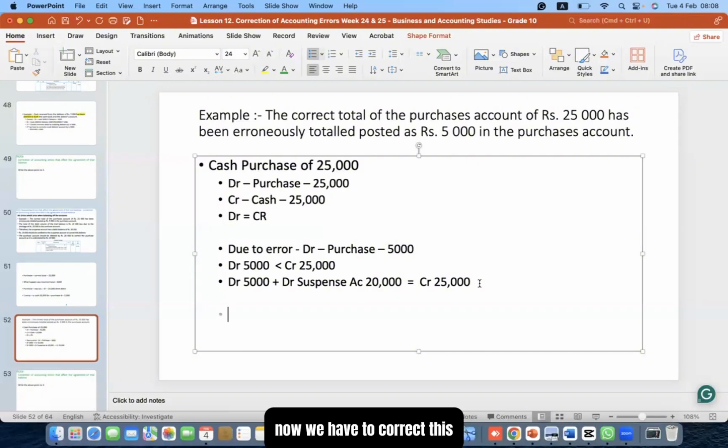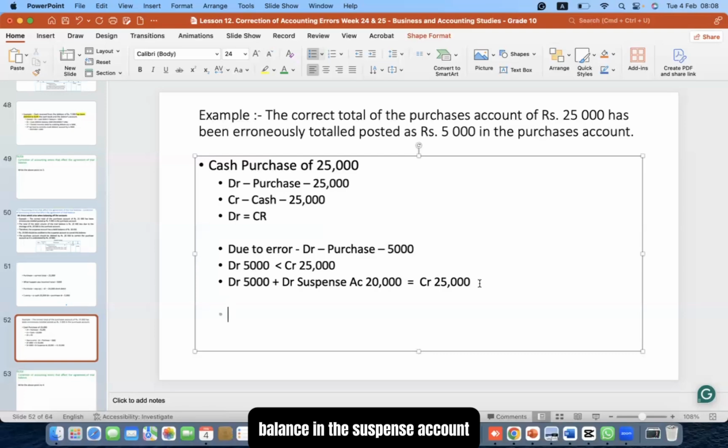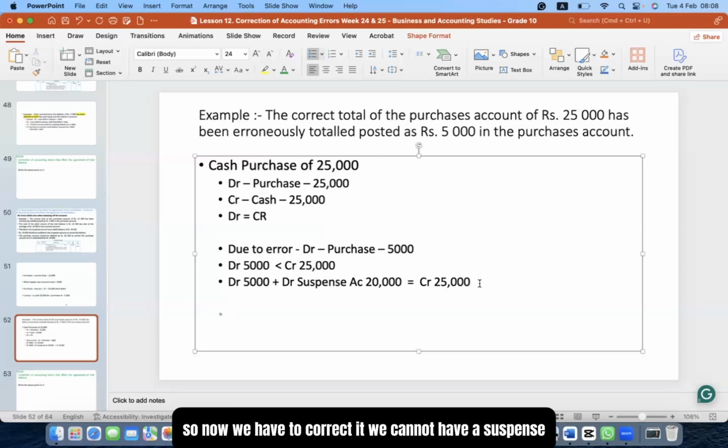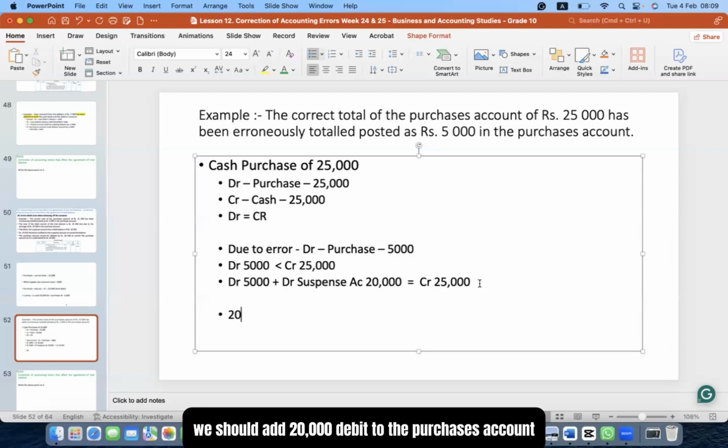Now we have to correct this. At the end of the accounting period, we find that there is a 20,000 debit balance in the suspense account. So now we have to correct it. We cannot have a balance in the suspense account. Simply, our suspense account balance should be 0. So to correct that, what should we do? Now the total of the purchases is 25,000. We have recorded only 5,000 by erroneously totaling it. So to correct that, we should add 20,000 debit to the purchases account.